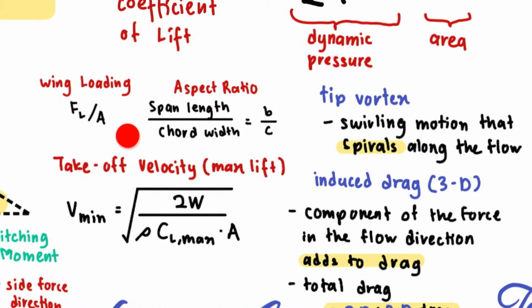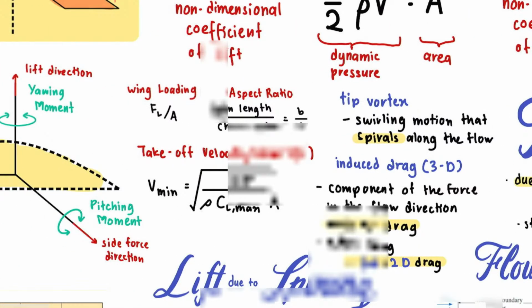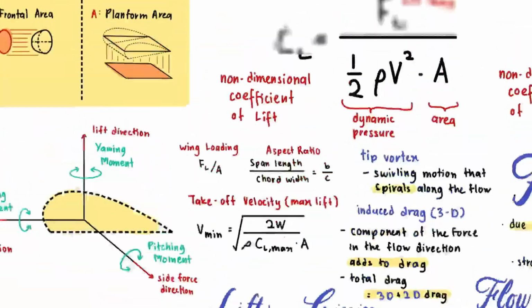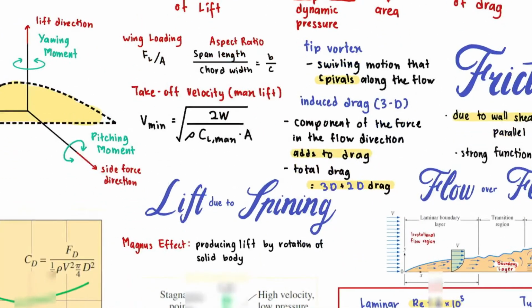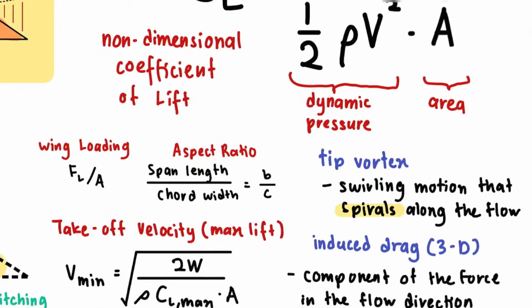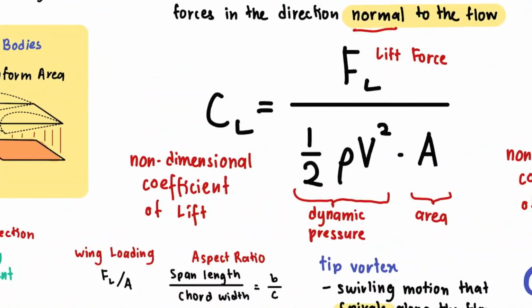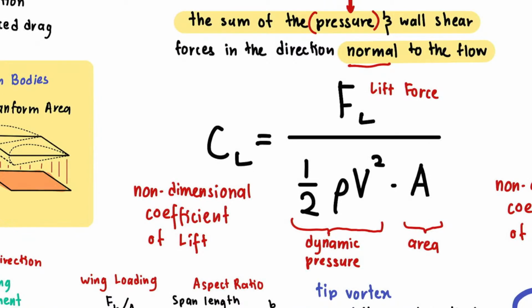Okay, lift here, lift. This is important. Wing loading for an aircraft. Takeoff velocity, max lift. If you want to have maximum lift, you need to have maximum coefficient of lift. Aspect ratio is the span length over chord width. Span length over chord width, BC. Aspect ratio tu lebih kurang macam planform area ni lah. So if you have a high aspect ratio, wait, lag tu. Okay, kita lukis kapal terbang.